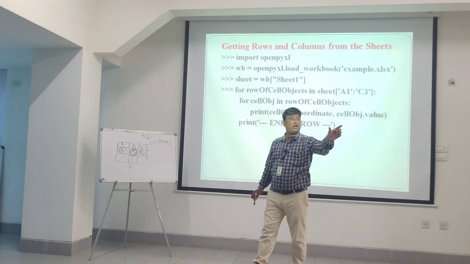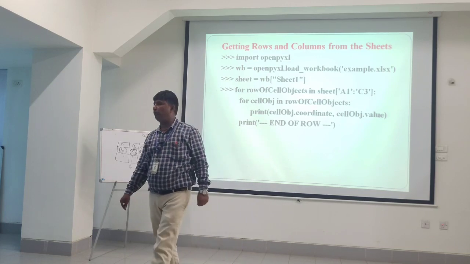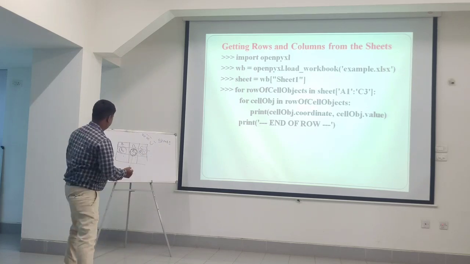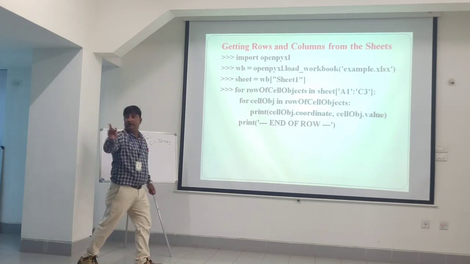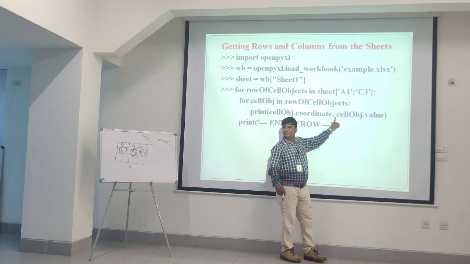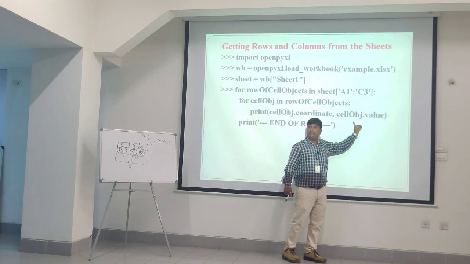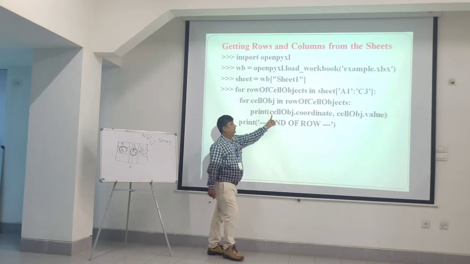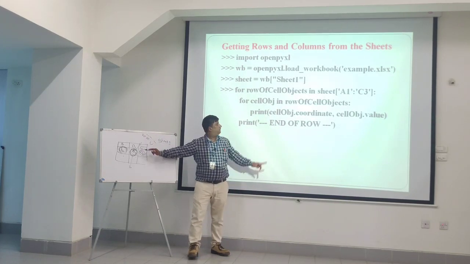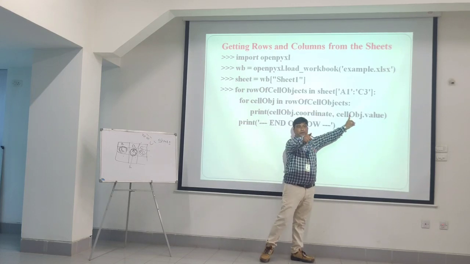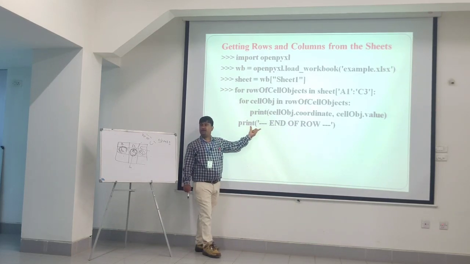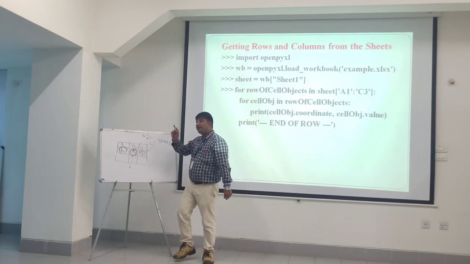I hope you see the difference between cell object dot coordinate and cell object dot value. Cell object dot coordinate will be taken as A1, comma, A1 dot value, which is some date I was given. Second time, it takes B1 and the corresponding value, which is apples. Then C1 and its corresponding value. Finally it reaches the end of the row. First row is over. Next, the second row.